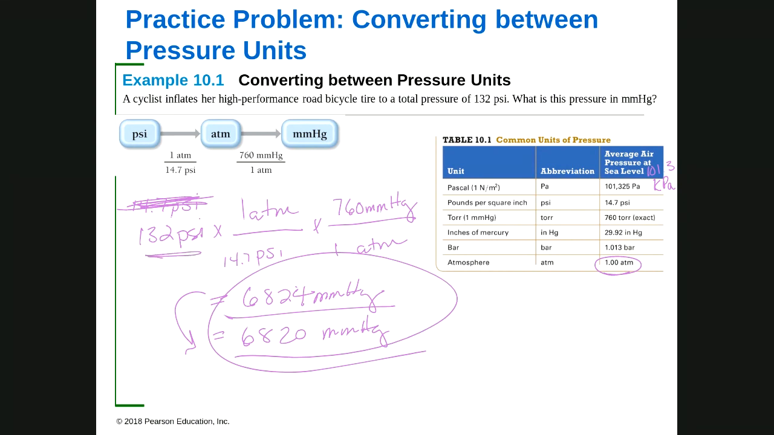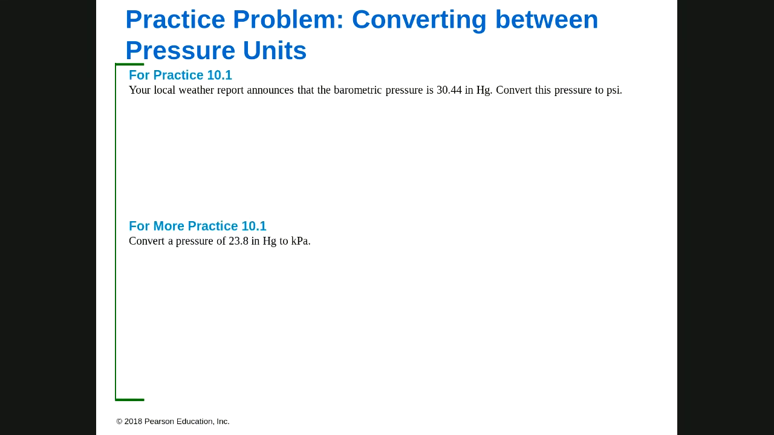So just notice I went psi to atmospheres, and then atmospheres to millimeters of mercury. And that's the easiest way to do it. And then you don't have to think too much. You just get rid of those units. And then I gave you a couple of these. And this is inches of mercury right here. So it's inches of mercury. Some people get a little confused by that, so just make sure whenever it says IN mercury, that's inches of mercury. Okay.